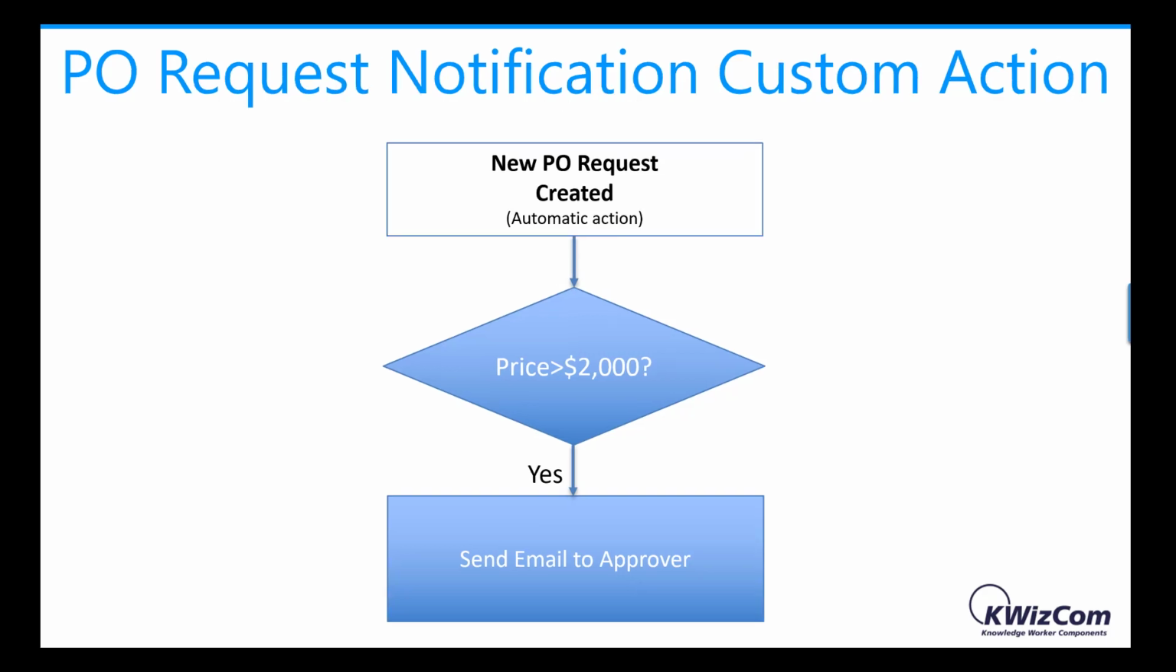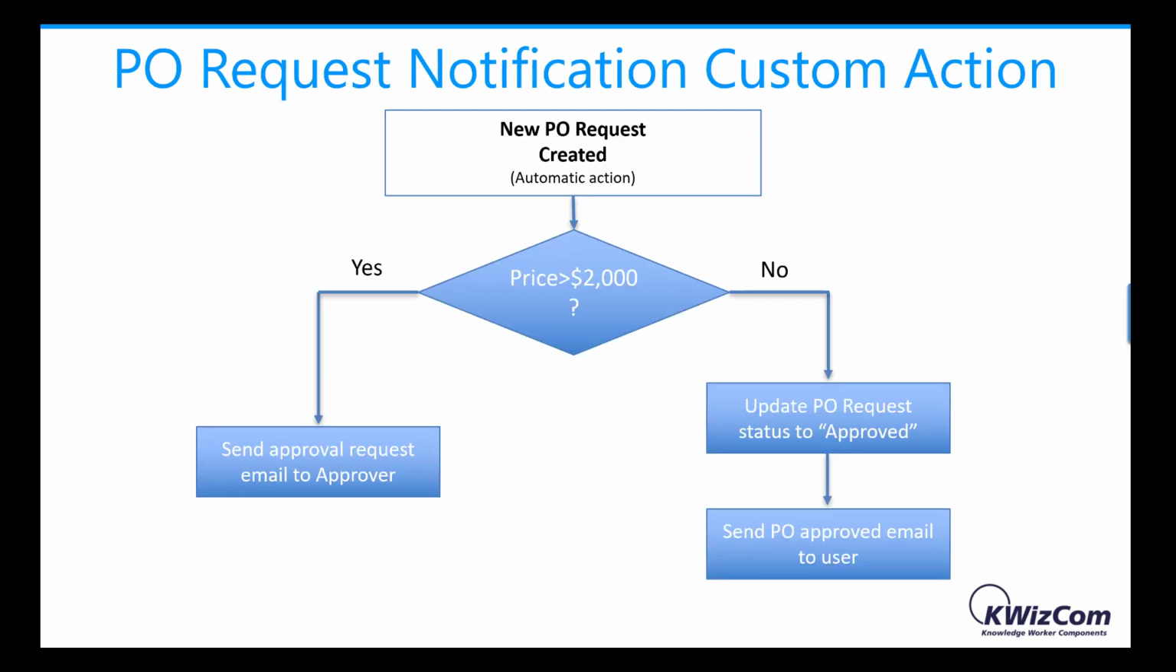So looking at this PO request notification custom action, which was implemented in one of the previous videos, this one has one condition, which says price should be greater than $2,000. And if we had such an item with price over $2,000, then the custom action would trigger. And this would trigger all the included activities.